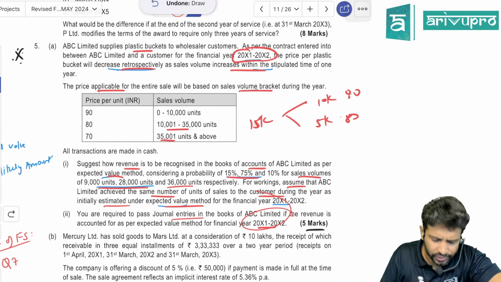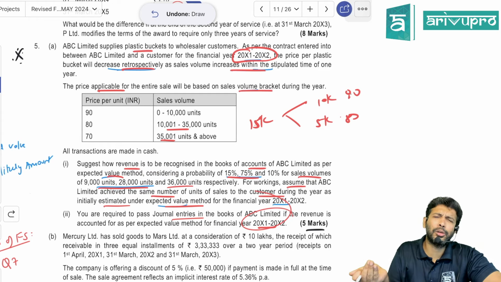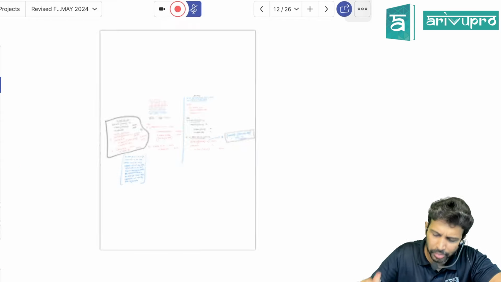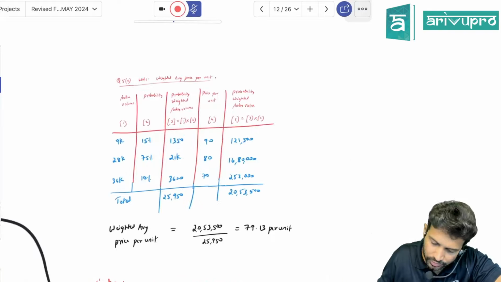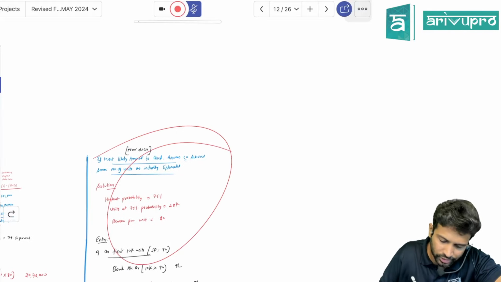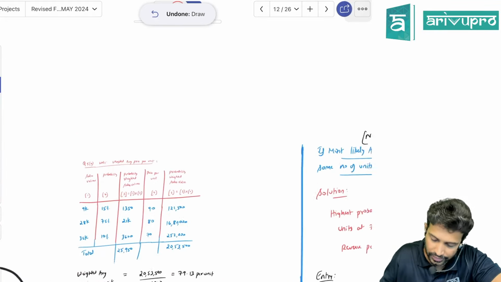They've given the units and they've given probabilities. And in the expected value method, what do we do? Units multiplied by probability. So this is your units, first scenario. Don't worry about this scenario. This is extra fitting. I'll discuss that a little later.